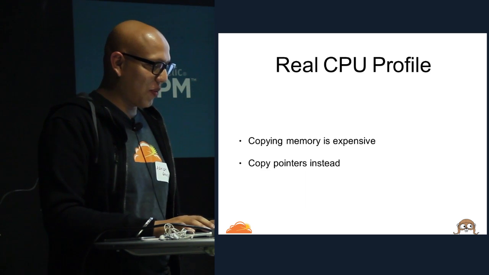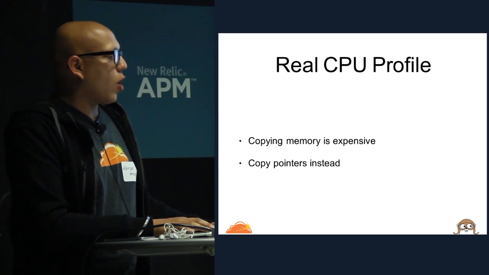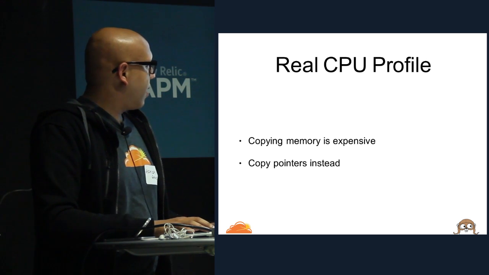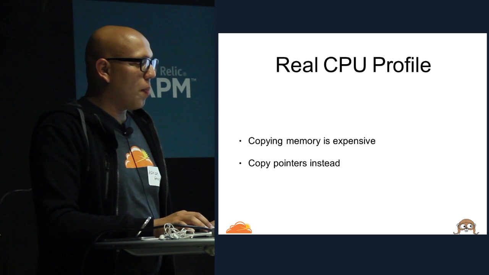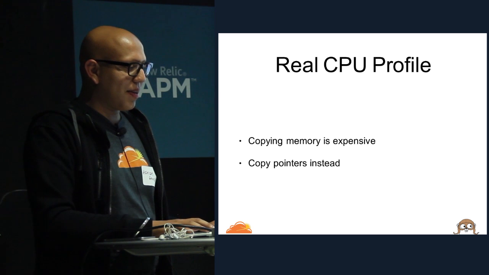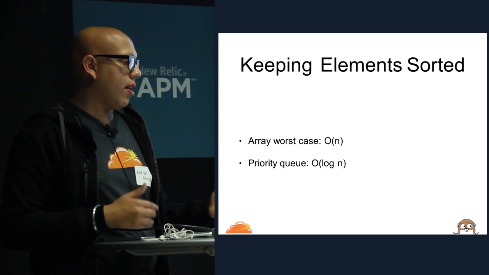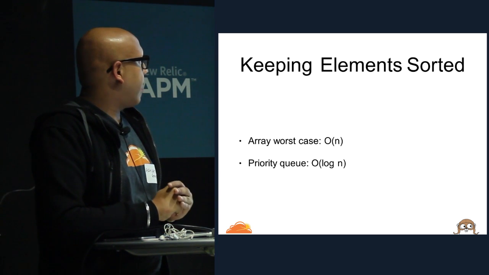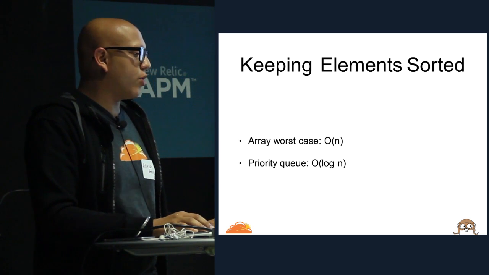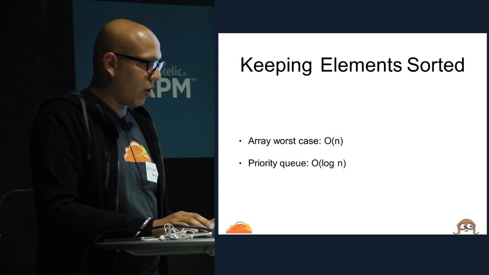So what did the real CPU profile say? Most of the time was being spent copying memory around, and that had to be optimized. One way to do that is to copy less. Pointers to strings work way faster than copying the string along, and the space saving library was keeping elements sorted using an array, with a simple insert. So in the worst case it's order n, and if it used a priority queue, it would be worst case order log n.